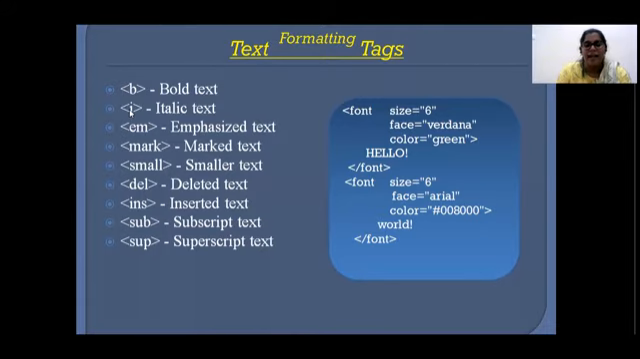B tag, I tag and EM tag are used to bold the text, write cursive text and emphasize the text respectively. And here we are using the mark tag to highlight some specific content. And if you want to strike through something, then you can use delete. If you want to mention it as subscript, like when you are writing H2SO4, if you want it to come a bit down, then we are going to use subscript.